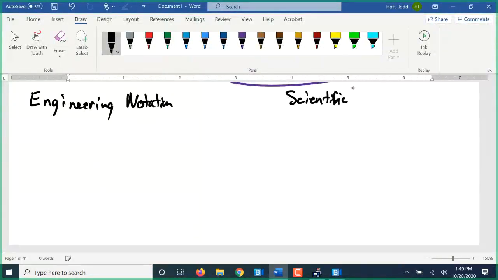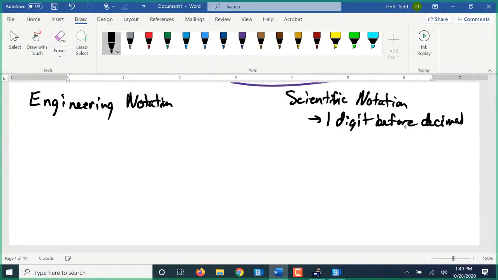For scientific notation, we had to have 1 digit before the decimal, and it couldn't be a 0. And the power of 10 could be anything, whatever it took, however many places we had to move the decimal point.